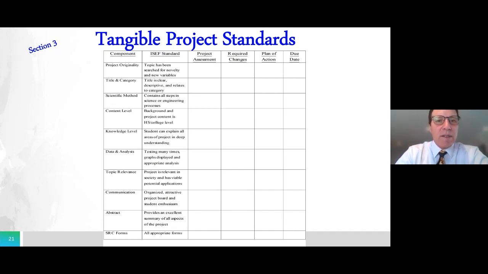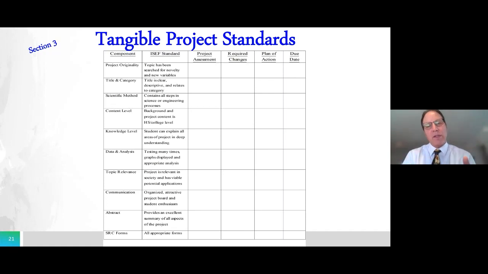It includes some of the things we've talked about already, right? Project originality, looking up previous research to make sure yours is novel, that it fills that gap. Title and category, and it gives you the standard: the title is clear, descriptive, and relates to the category. Scientific method, content knowledge, data analysis, topic relevance, communication, abstract, SRC form.